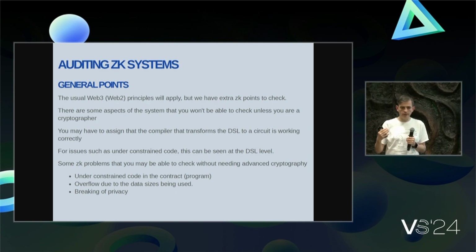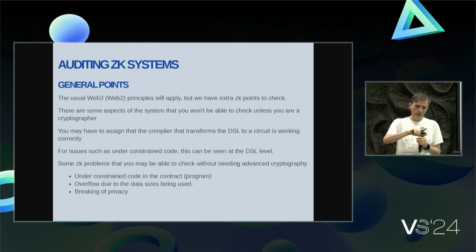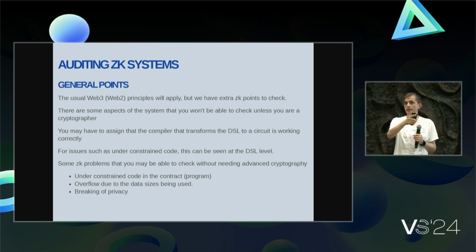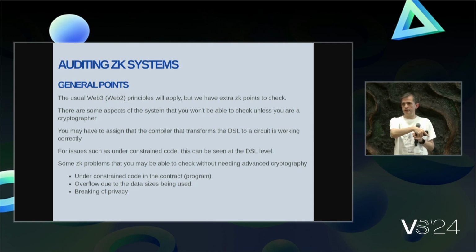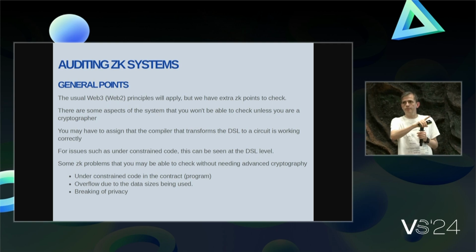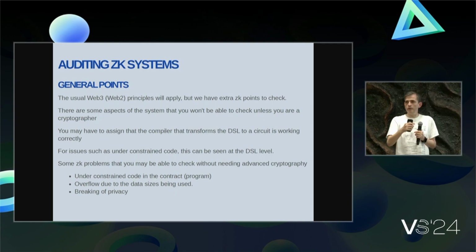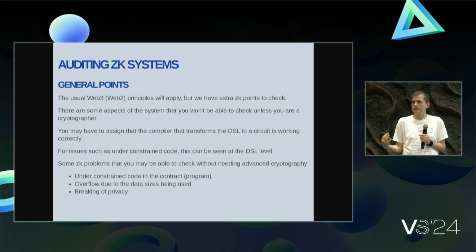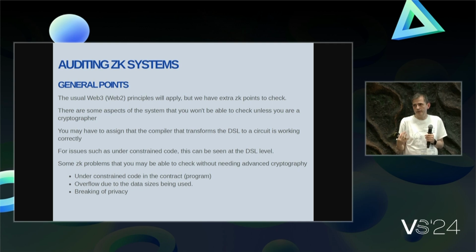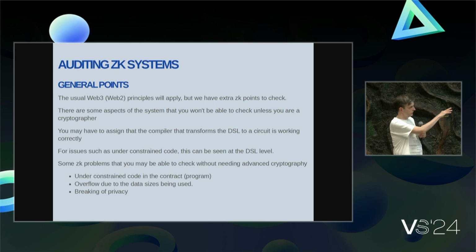Of course, when you are auditing, you can regard things maybe as a black box. So you could say, well, this part, perhaps the compiler that takes our DSL and then turns that into a circuit, perhaps we're going to regard that as a black box. Maybe we're going to assume that that works correctly, but we can't really say any more about this in the audit. We just have to assume that that's working correctly. So you may have to make those kind of decisions. But a lot of things you can see also at the DSL level, such as under constrained code. That is possible.